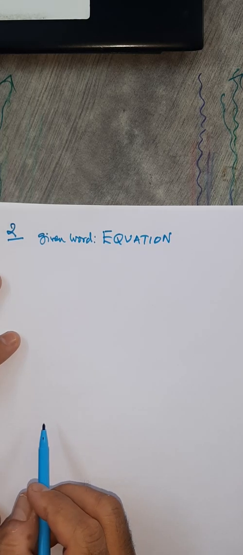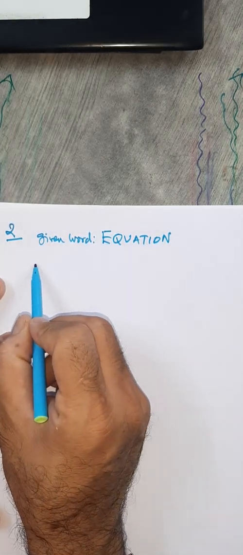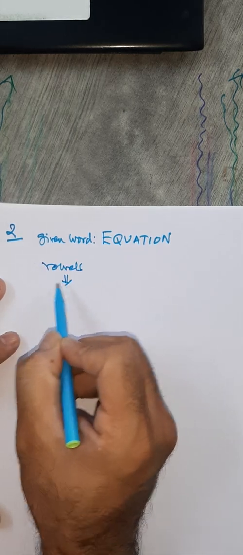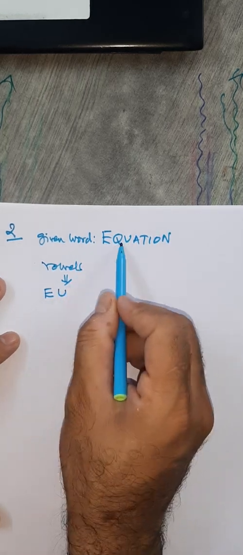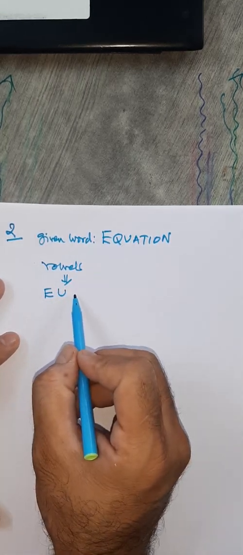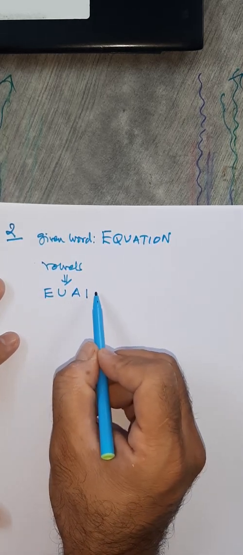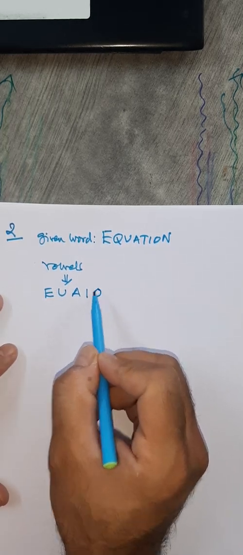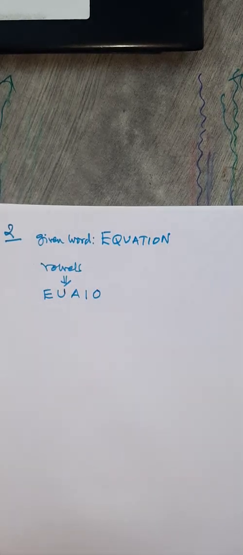Right? So first, what do we do? First we make a list of the vowels. So here the vowels are this. What are the vowels here? E, then U, then here A, then I, and O also, right? So how many vowels do you have here? 5 vowels. Okay. What about consonants here?